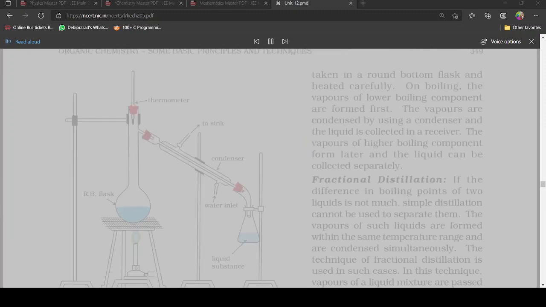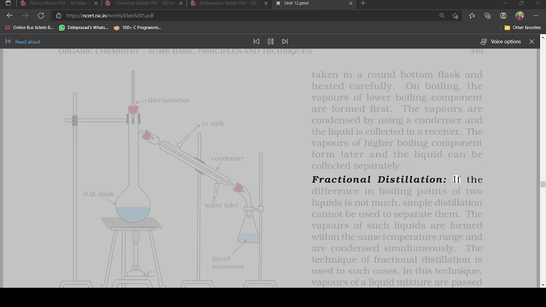taken in a round bottom flask and heated carefully. On boiling, the vapors of lower boiling component are formed first. The vapors are condensed by using a condenser and the liquid is collected in a receiver. The vapors of higher boiling component form later and the liquid can be collected separately.